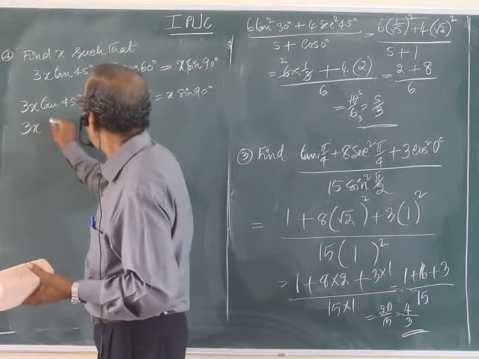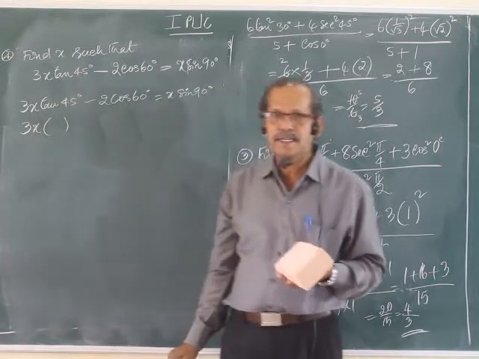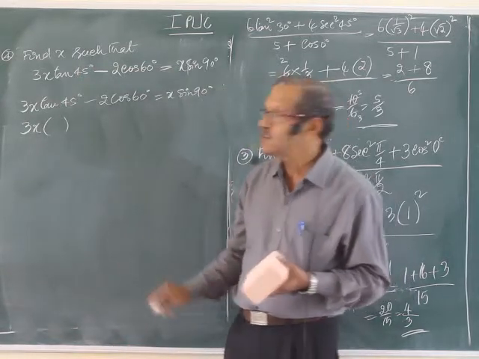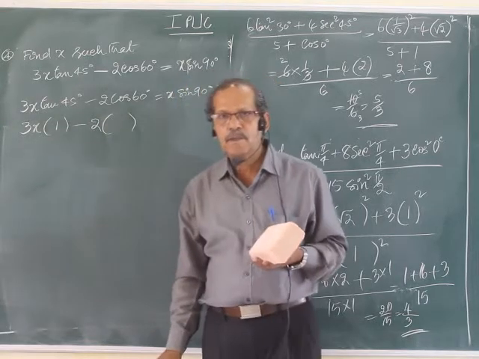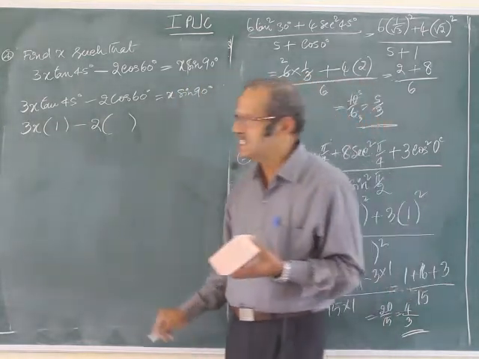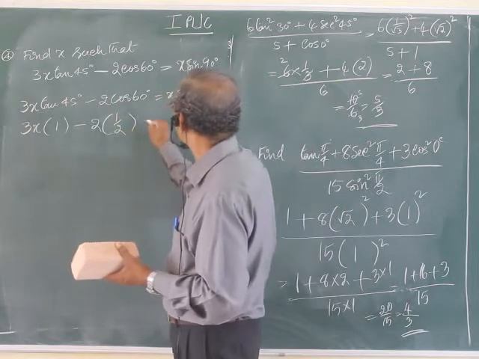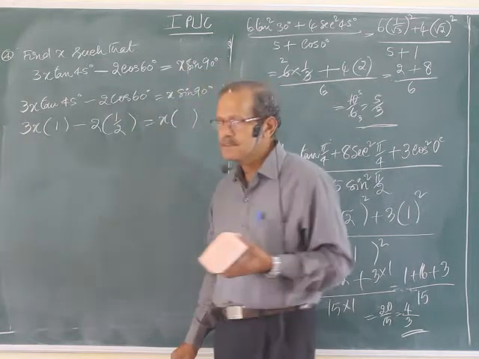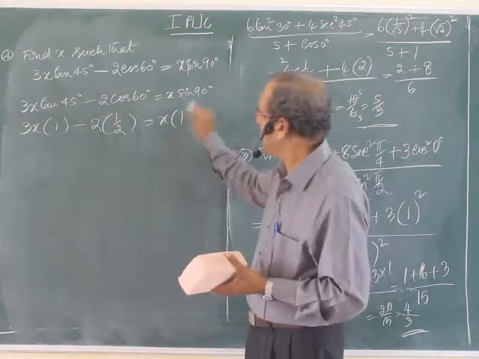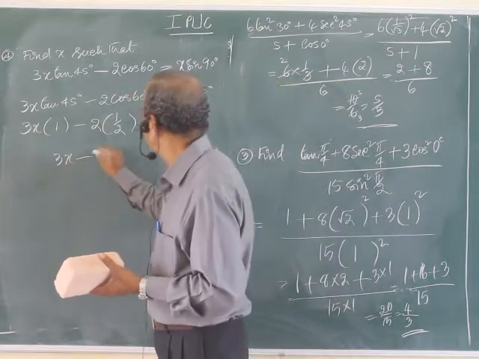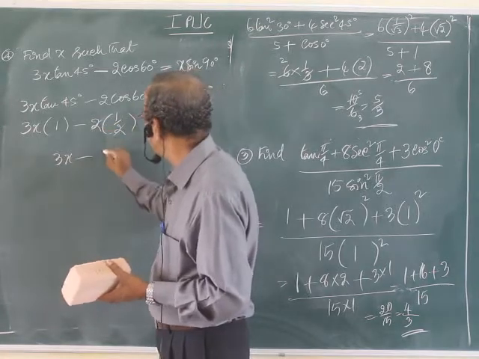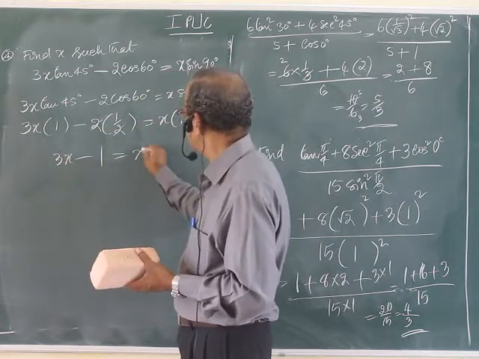Tan 45 can be written from the chart. Tan 45 is 1. 2 into, go back to the chart, cos 60, 1 by 2. x into sin 90, 1. So 3x into 1 means 3x only. 2 into 1 by 2 means it is 1. x into 1 is x.